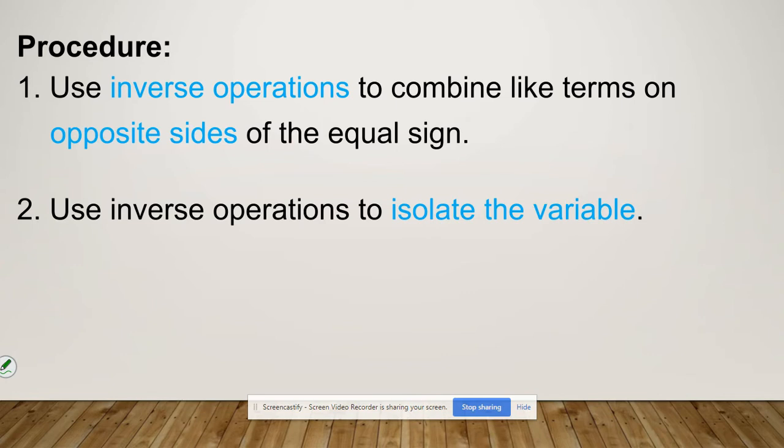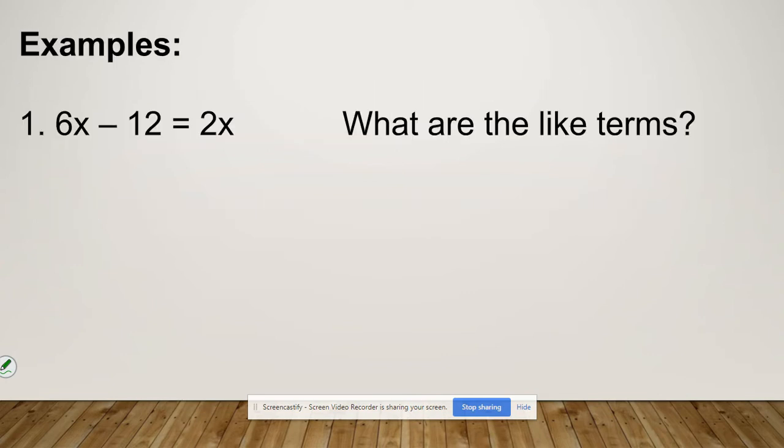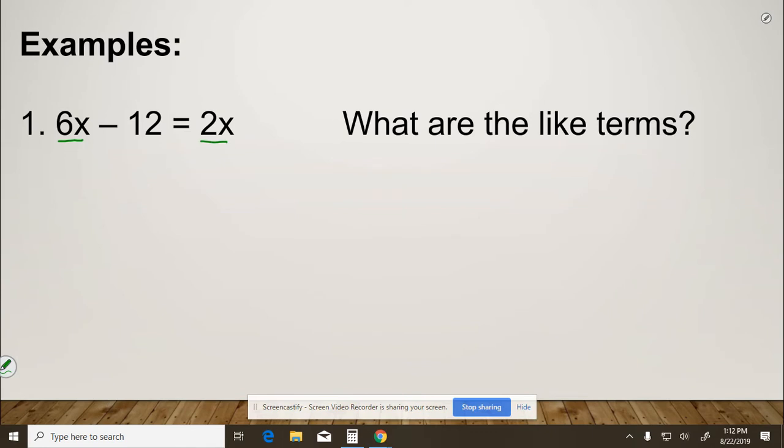Let's try some problems. Number one, what are the like terms? All right, well, I see something with an x here and something with an x here. So those are my like terms. Now, think of this in terms of balancing a scale. If I think of this as a scale where this is my middle part, this side looks to be heavier than this side, but they are actually the same because we are saying that they are equal to each other.